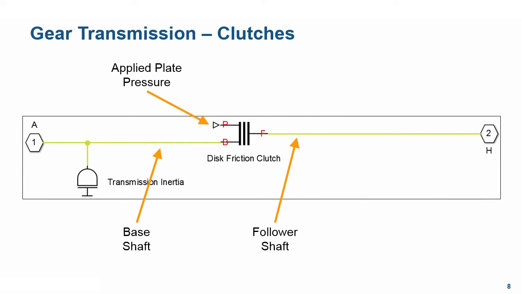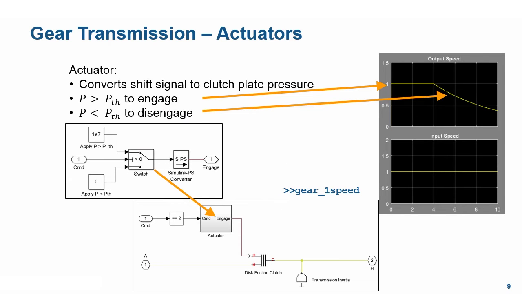We talked about the disc friction clutch block and how it can be used to engage and disengage gear systems. This block needs a physical signal to actuate it. We then discussed the actuator. This system converts the shift signal to a clutch plate pressure. Pressure applied should be greater than the threshold pressure of the clutch plate to engage.